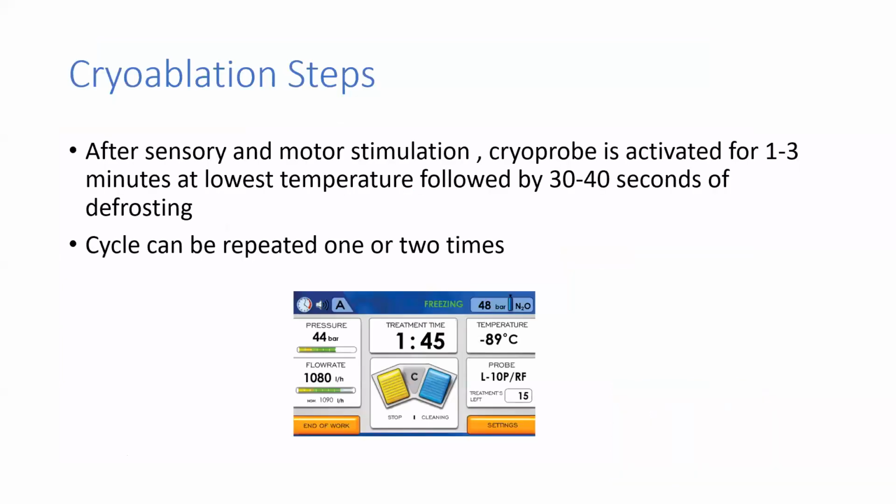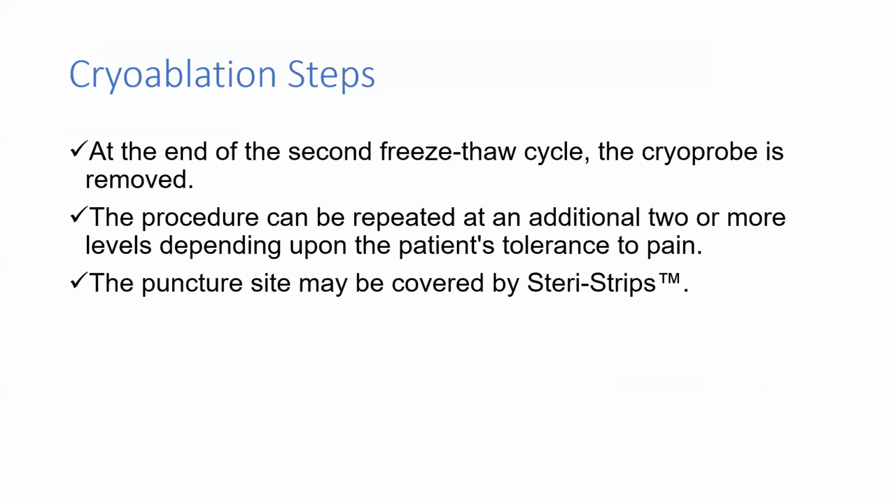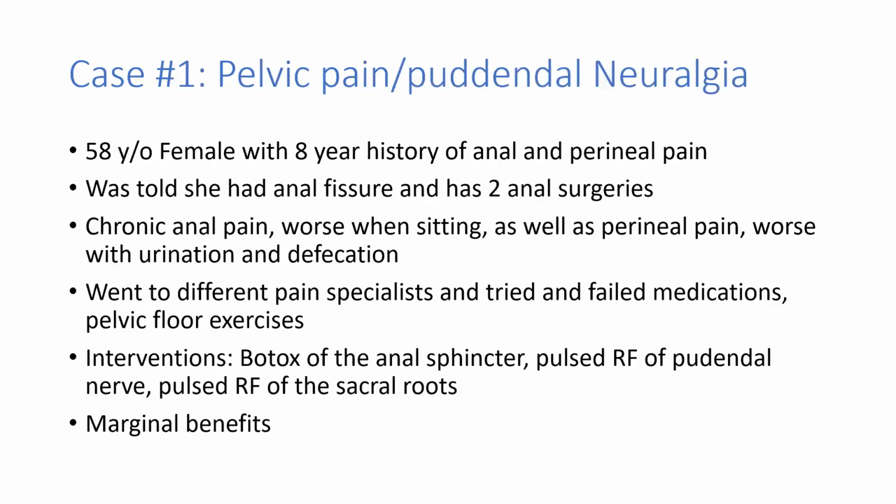So after you do the sensory and the motor stimulation, you activate the cryo probe for 1 to 3 minutes at the lower temperature. Then you have a cycle of defrosting for 30 to 40 seconds. You can repeat that cycle 1 or even 2 times. At the end of the second freeze and thaw cycle, the probe is removed, and you can repeat at an additional 2 or more levels depending on the patient's tolerance to pain.